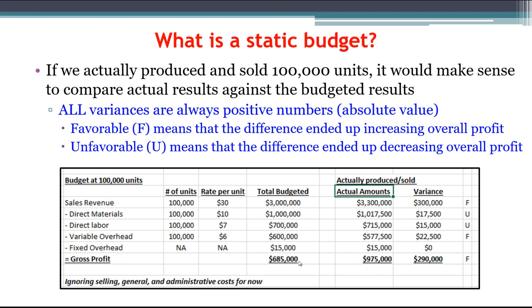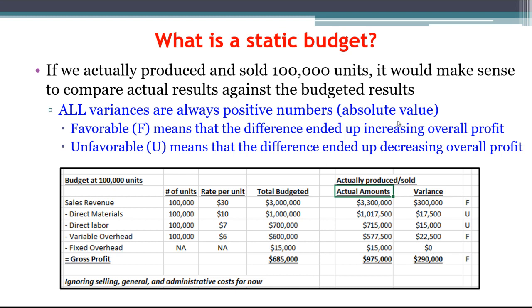And hey, it looks like we did better. We had $975,000 of gross profit instead of $685,000. Now notice, for revenues, that's $300,000 better. More revenues better. That's where we get into this favorable or unfavorable discussion. Notice that every single one of these variances is a positive number. Of course, 0 is not really positive or negative, but there's no negative number here.